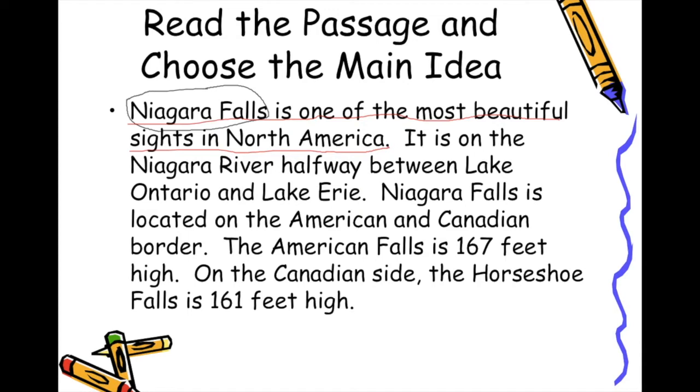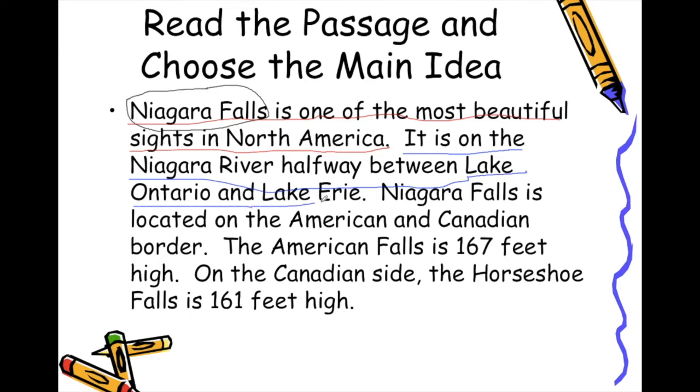Now, once I've determined my main idea, my topic sentence, then I'm looking for my supporting details, and those are going to be blue. What I'm going to do is go through each sentence and ask myself, does it develop or support or provide details on why Niagara Falls is one of the most beautiful sights in North America, my topic? So the next sentence would be, it is on the Niagara River, halfway between Lake Ontario and Lake Erie. Well, yes, I would say that describes, it's telling me where it is and what it looks like. So that would be a supporting detail. That's going to be blue. Whoa, my pen got a little away from me there.